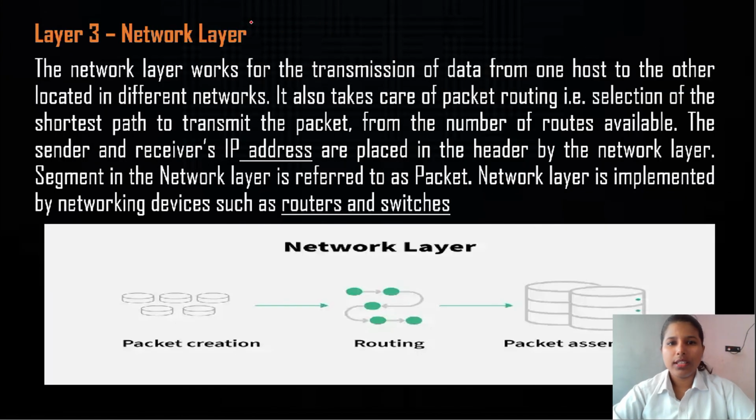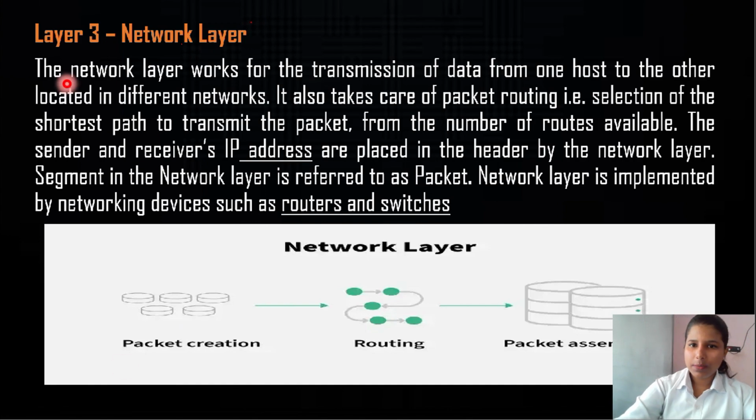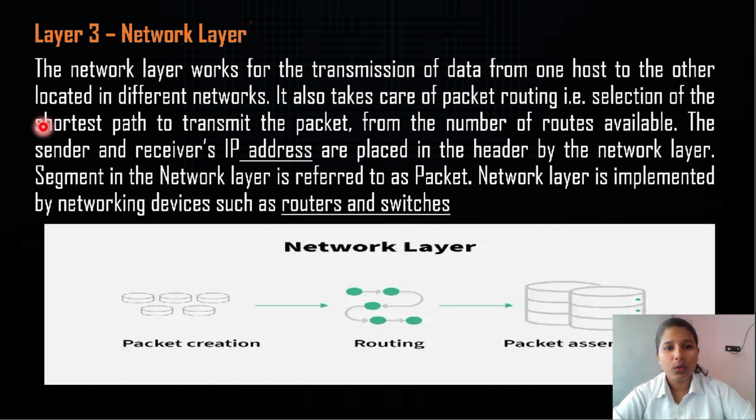Now let's look at the network layer. The network layer works on the transmission of data from one host to another host located in a different network. It also takes care of packet routing, that is the selection of the shortest path to transmit the packet from the number of routes available. The sender and receiver's IP addresses are placed in the header by the network layer, and the segment at the network layer is referred to as a packet. The network layer is implemented by networking devices such as routers and switches. So that is packet creation, routing, and packet assembling.